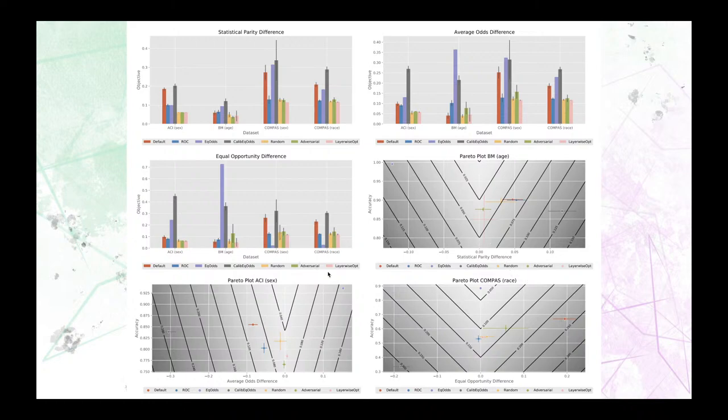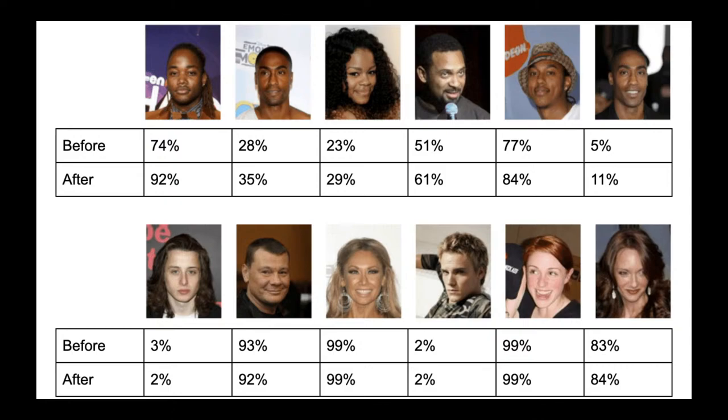As you can see, the post-hoc methods, the random, adversarial, and layer-wise, all do better on all the data sets than the default model, and they often beat the classical post-processing methods. Finally, we also tested our model on a celebrity image data set, where we tried to make a model that classifies whether a celebrity is smiling or not more fair with respect to the race of the celebrity. As we can see, the post-hoc technique works well here to improve the probability that a black person is considered smiling.